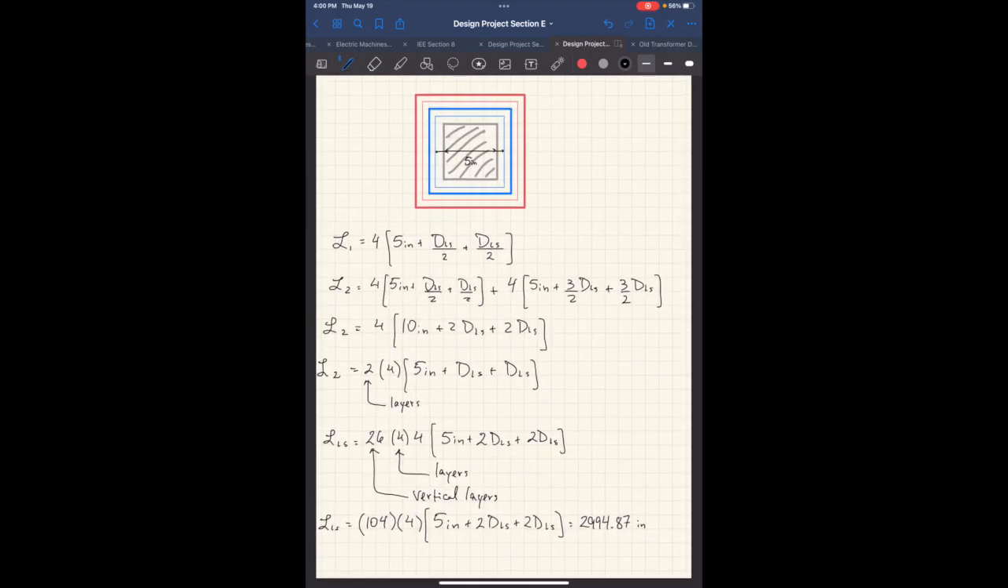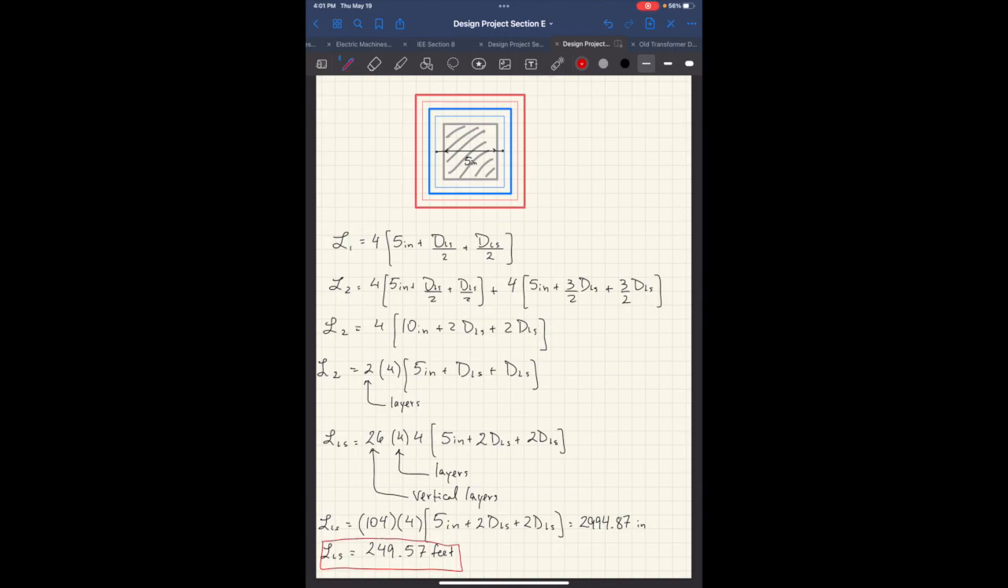Now we're going to ultimately want this in feet. So I'm going to ask you guys, how do we convert to feet? Everyone should know this. Divide by 12. Very good. So when you divide by 12, you get 249.57 feet. And that's going to be something that you're going to want to box in red. We're going to return to that.